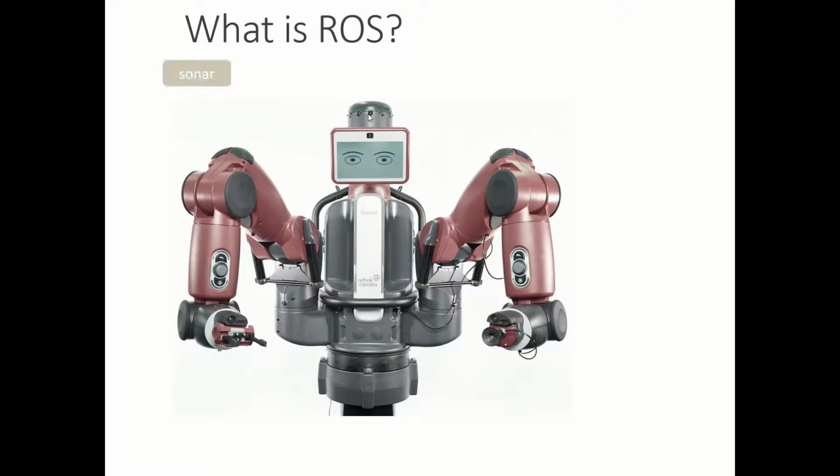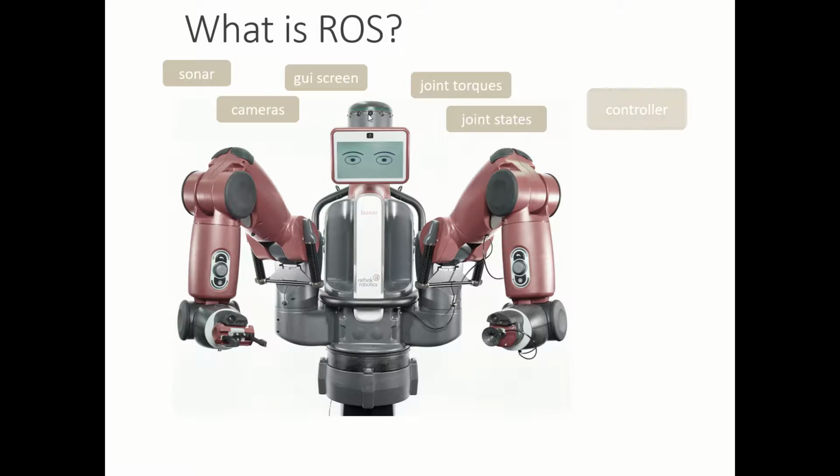And we want to be able to control all the different sensors and actuators available in the robot. So we might want to control the sonar, also the cameras, the graphical user interface screen. In the arms, we have joint torques. We want to be able to read them. Also the joint velocities or the joint angles, the joint states, and maybe have these as inputs to a controller that has a desired location.